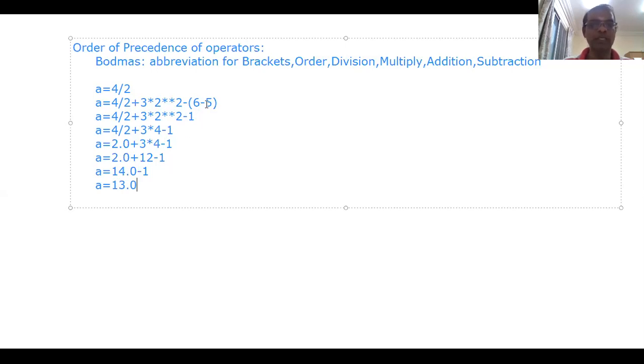Even though subtraction is available here, since there is an open bracket and close bracket, we should carry out the first bracket. Bracket gets the first preference. Then order, division, multiplication, addition, subtraction. Whatever the expression may be, we can simplify it using the BODMAS rule. This is the order of expression.